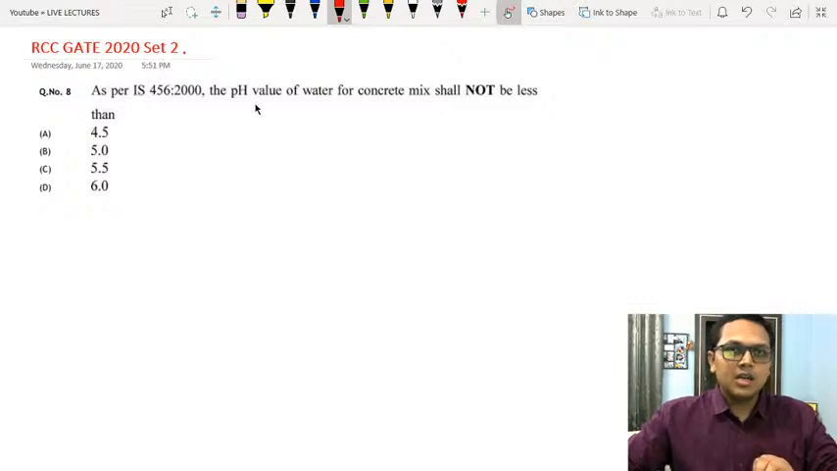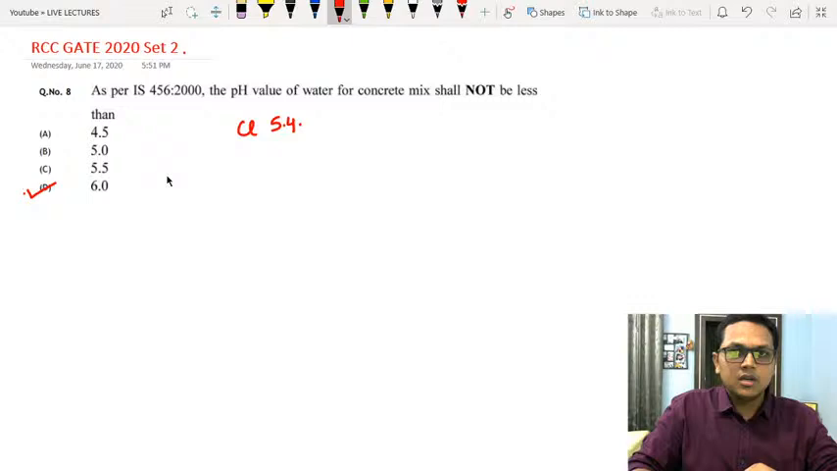In the question, they have asked what the pH of the water should not be less than for the concrete mix. For preparation of the concrete mix, pH of water shall not be less than what? IS 456 clearly mentions that the pH of the water shall not be less than 6.0. The correct option to this question is D, that is 6. The pH of the water shall not be less than 6. This has been given in clause 5.4.2.